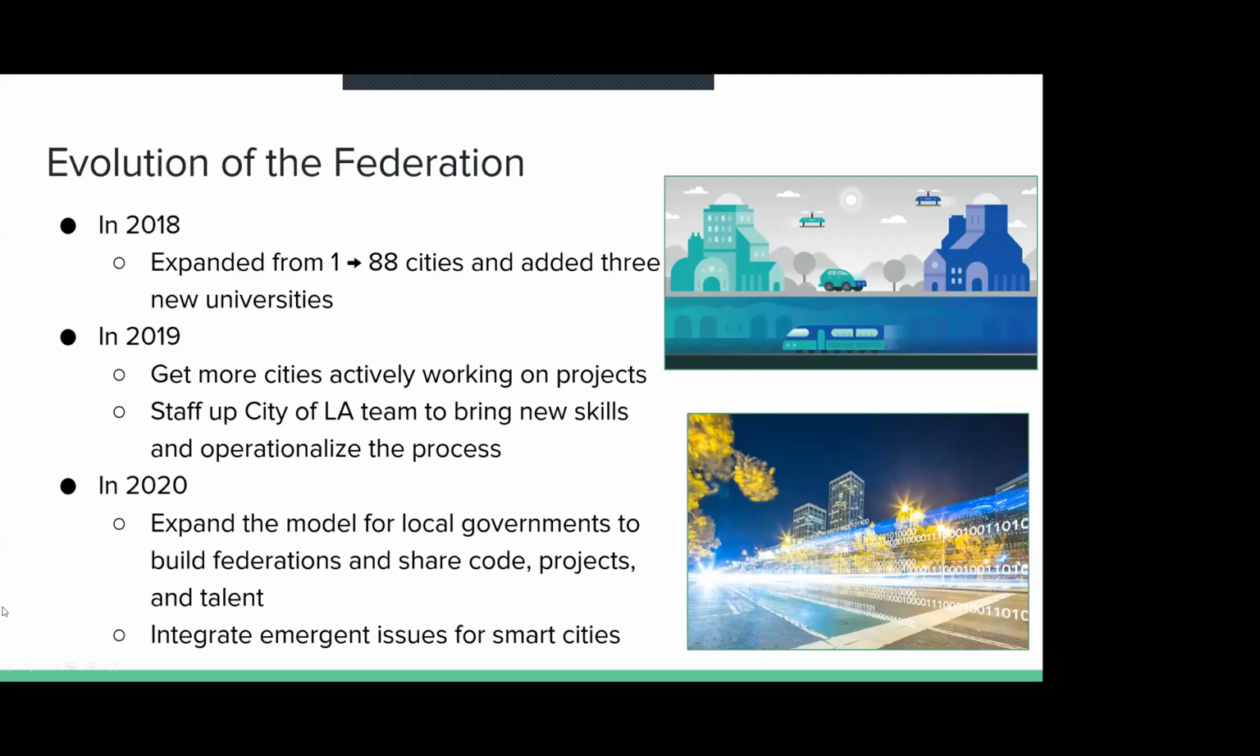Southern California is this fascinating region where we rely on each other as governments much more than I think in other areas where there might be one city that dominates, or there's just a lot of rural dispersion.